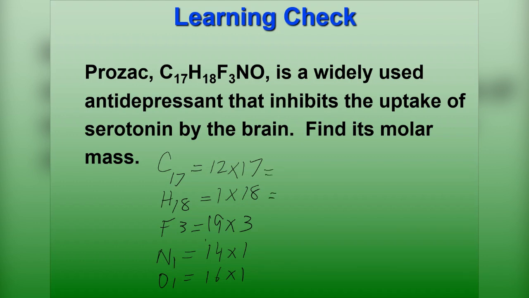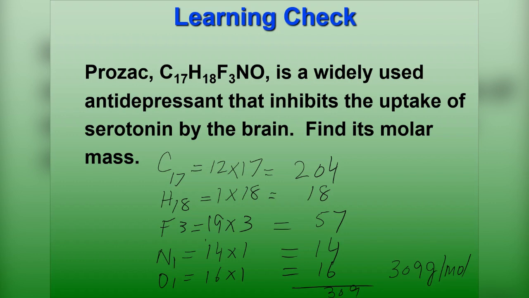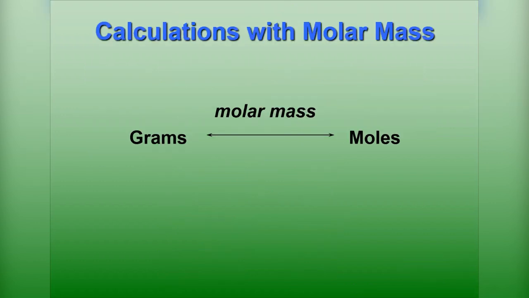Now calculate 12 times 17. What we got? 204. 1 times 18 is 18. 19 times 3, 57. 14 times 1, 14. 16 times 1 is 16. Add all these numbers: 204 plus 18 plus 57 plus 14 plus 16. Your answer is 309 gram per mole. That's the way we calculate the molar mass. Calculation with molar mass. Grams, molar mass to mole.